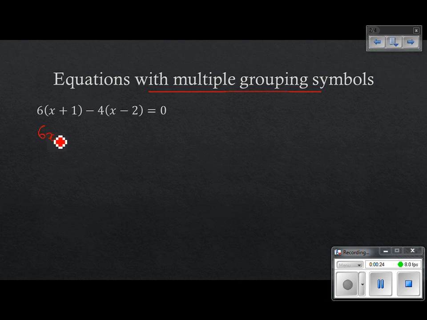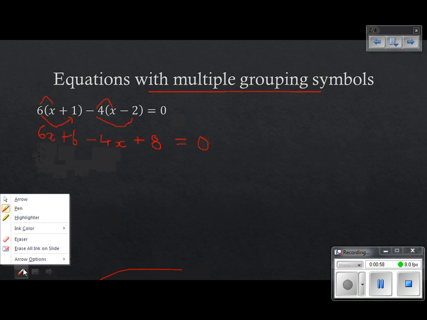So, you got 6x plus 6. Remember, multiply both terms inside the brackets. Do the same with the next term. So you got minus 4, so that's going to be minus 4x. And minus 4 times minus 2 gives me positive 8. Take your time when you're doing this. Don't make any mistakes with those negatives. Otherwise you're making your own life harder.